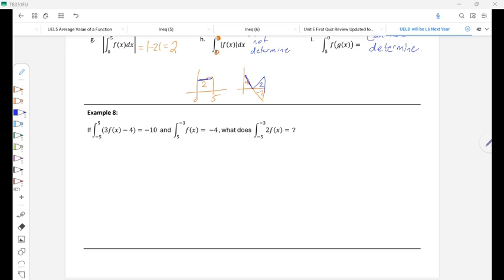We'll use our integral properties. This -10 is also equal to 3 times the integral from -5 to 5 of f of x minus 4 dx. But that is also equal to 3 times the integral from -5 to 5 of f of x minus the integral from -5 to 5 of 4 dx.